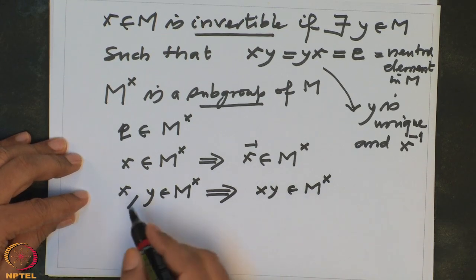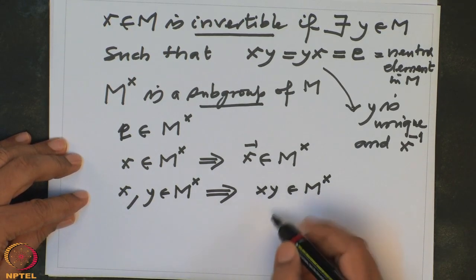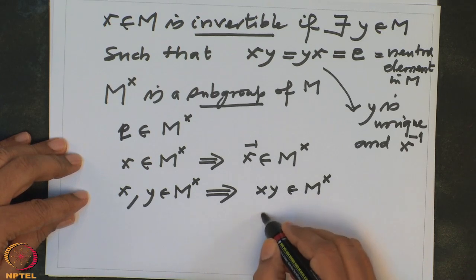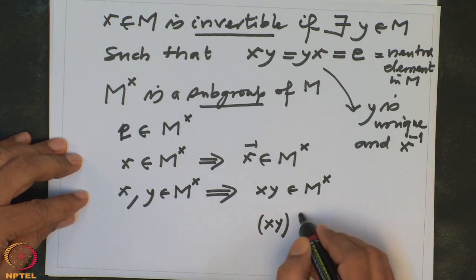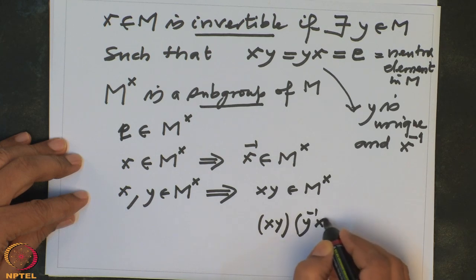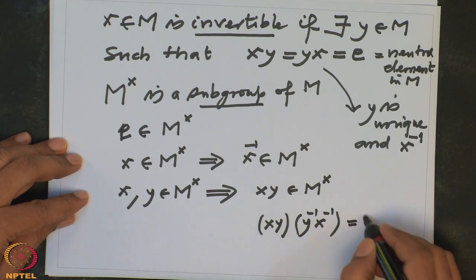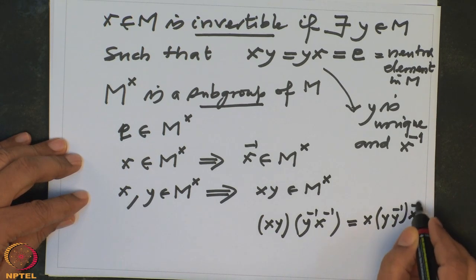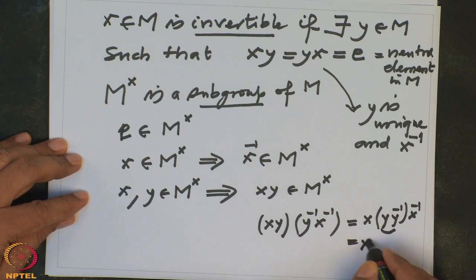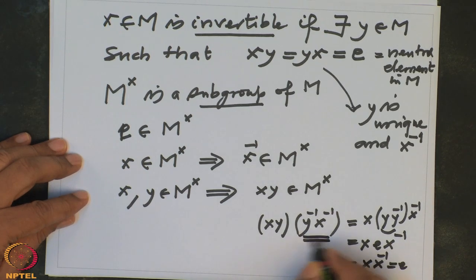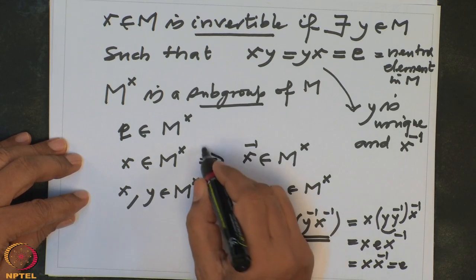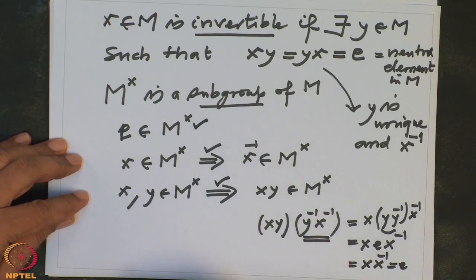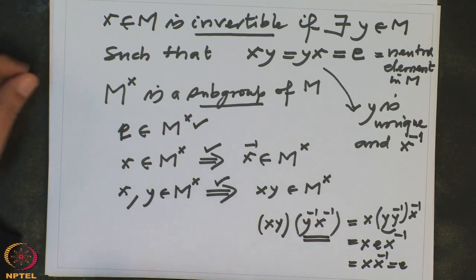What will be the inverse of xy? The inverse of xy will be precisely y inverse x inverse, because of associativity. Check: xy times y inverse x inverse is x, y y inverse, x inverse. This is the identity, so it is x E x inverse, but this is x x inverse, which is E. So this will be the inverse of this. That check is obvious, and the rest is also clear. So this is a subgroup of M cross.